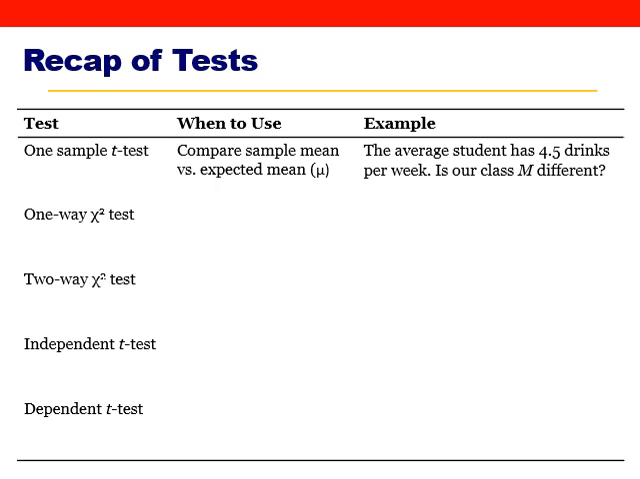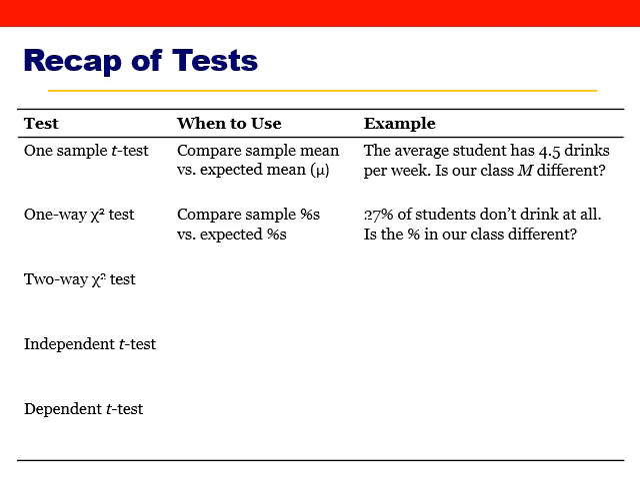This table on this slide gives us a quick recap of all 5 tests that we've learned so far this semester. The first test that we learned, the one-sample t-test, compares the mean of our sample against some expected number that we call mu. For example, if I wanted to know if the average amount of alcohol that students drink is different from 4.5 drinks per week, I could survey a sample of students, calculate the mean of that sample, and use a one-sample t-test to compare that mean against 4.5.